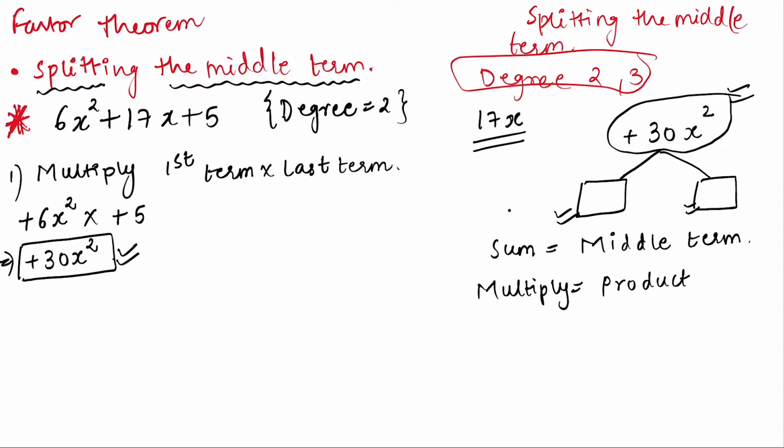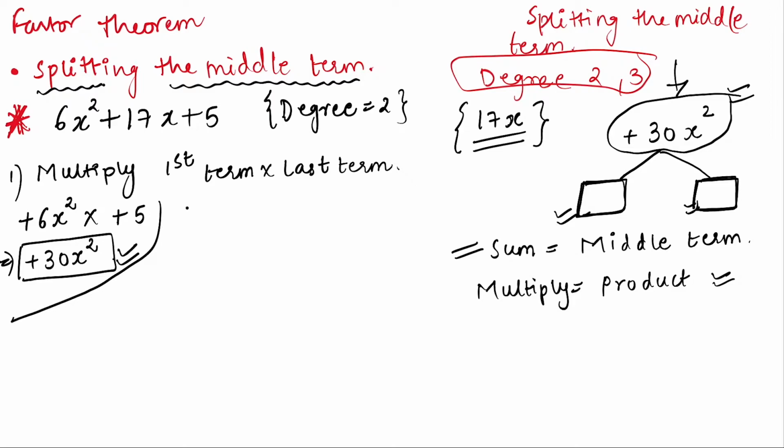Again, we have to select two numbers here and here in a way that when we add them, when we get their sum, they should give us the middle term. Middle term is here. And if we multiply them, they should give us the product. The product of what? The product of the first and the last term. Okay.